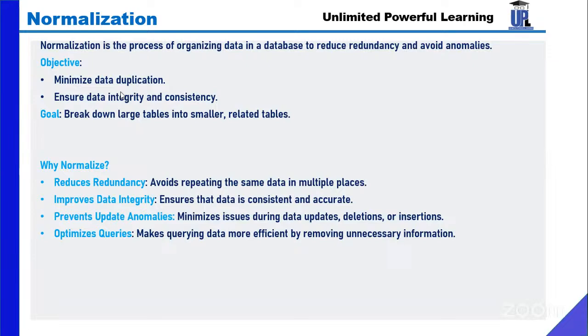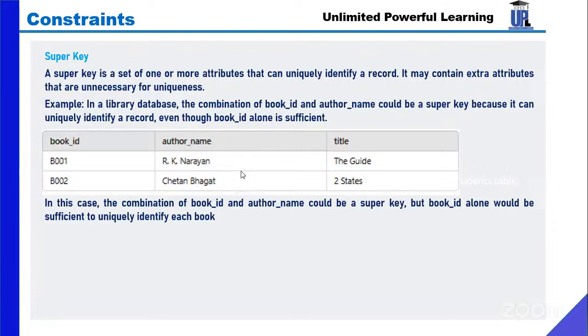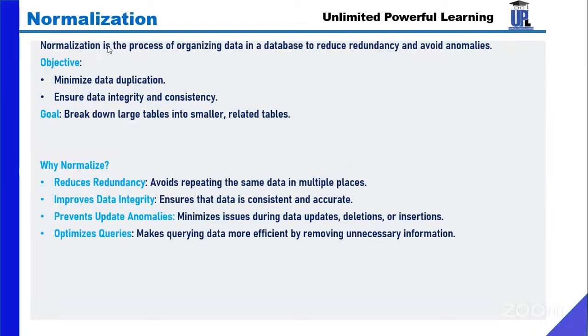It is a process of certifying the given data in a database. That's all, we call it the definition. How well the database you have created is organized is the process we call normalization. Normalization is the process of organizing the data in a database. What is the primary objective? We want to minimize data duplication and ensure data integrity and consistency.